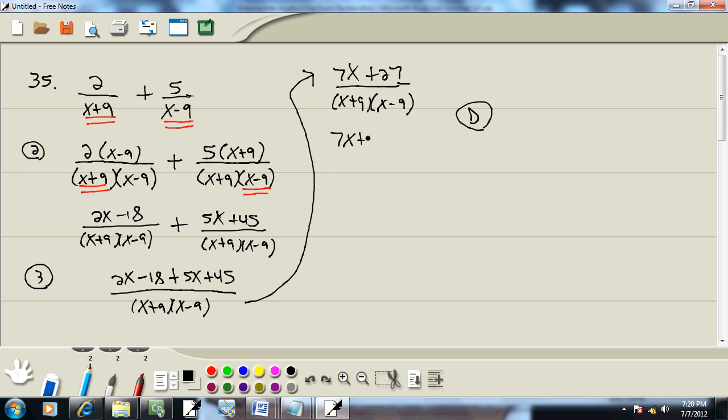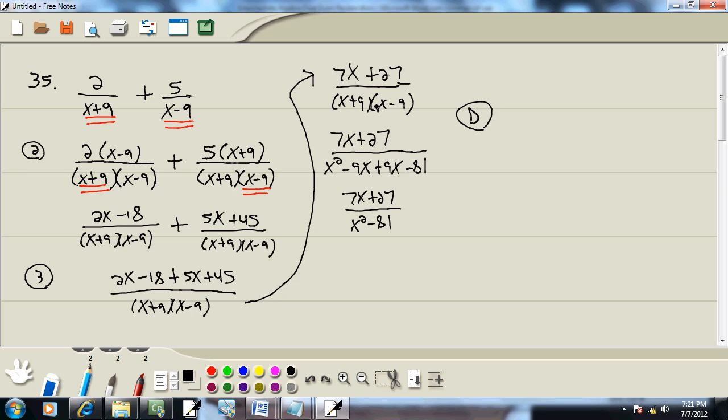They multiply these. X times x is x squared. X times negative 9 is negative 9x. 9 times x is 9x. And 9 times negative 9 is negative 81. Now you'll notice the negative 9x plus 9x cancels away, and we get D for our answer.